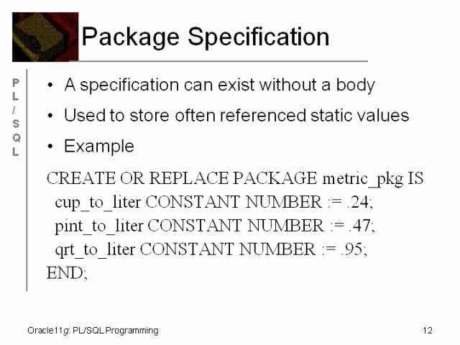These are just constants, so anytime we're in another procedure or function and we need to do a quart to liter calculation, we could just call metric_package.quart_to_liter, and we would automatically be given the value 0.95. It's a great way for static values to be stored in your database, so they can be referenced by functions and procedures as needed.